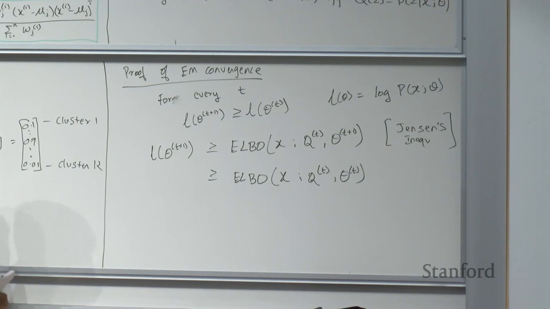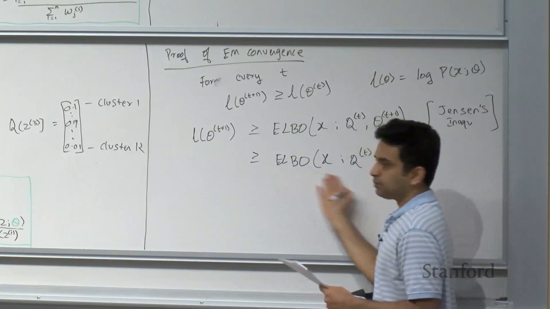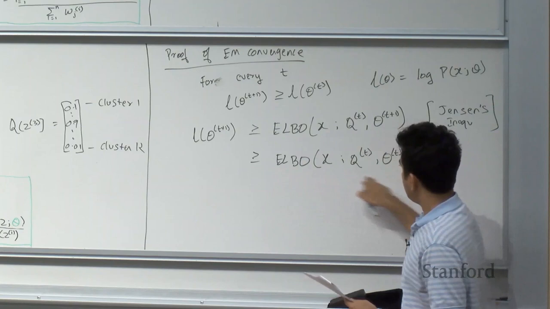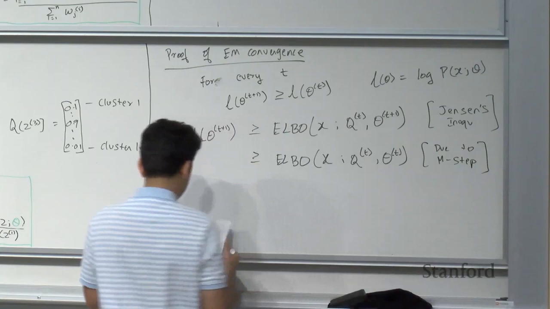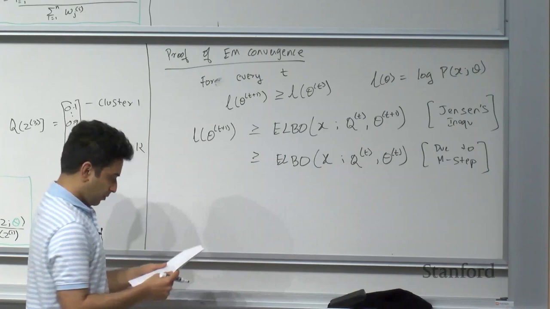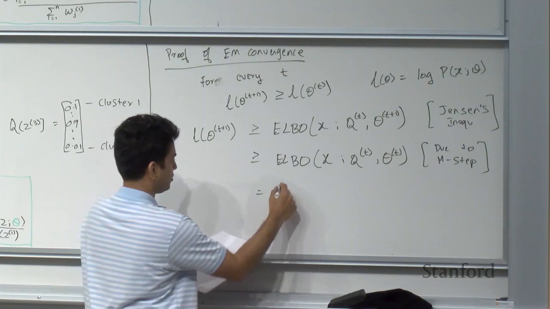Exactly. This is because of the M step, right? So the M step guarantees that theta t plus 1 was chosen to be the maximizer of this. So theta t plus 1 over here will give us the highest value for the ELBO, and therefore this is due to the M step, because theta t plus 1 was chosen to be the argmax of this, right? And then this is equal to L theta of t.